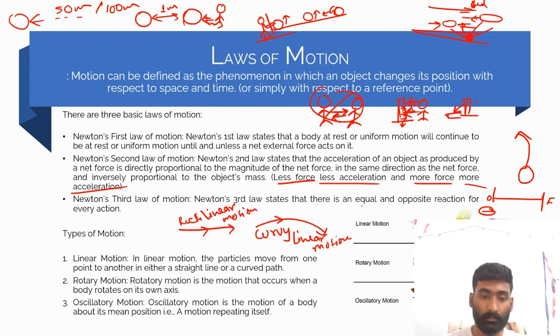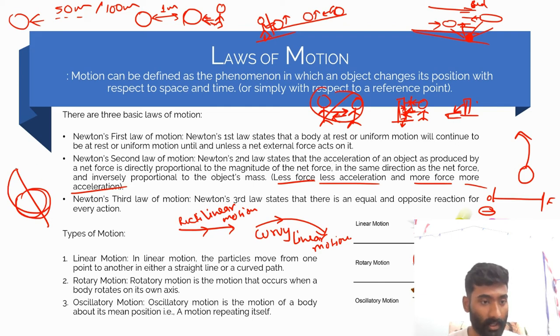Okay, second, rotary motion. Rotary motion is the motion that occurs when a body rotates on its own axis. For example, electrons. The axis is in the middle and they're rotating on the same axis over and over again, like your Earth. I don't know if you have seen a globe. I'm sorry, my hands are a little shaky today. Okay, so here it's a globe, it's rotating on the same axis. The axis is always the same, it's rotating. So this is called rotary motion. Also, the axis is here, it's rotating.